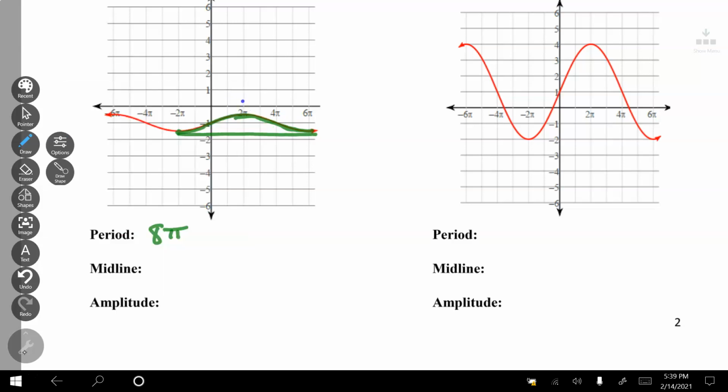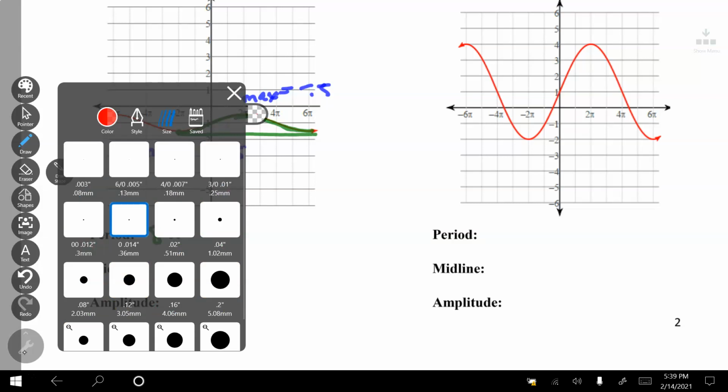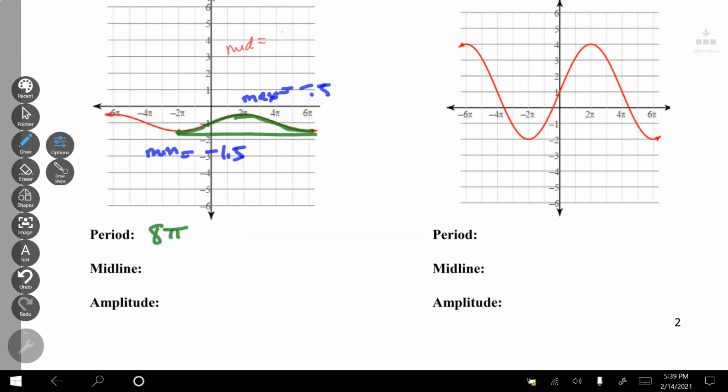I have a max equal to -0.5 and a min equal to -1.5. And I can do my midline is equal to -0.5 minus 1.5 over 2, which is -2 over 2. I get my midline equal to -1. And then my amplitude, well, here's my midline. My amplitude is this distance. So my amplitude is equal to -0.5 minus a -1. So my amplitude is going to be positive 0.5.